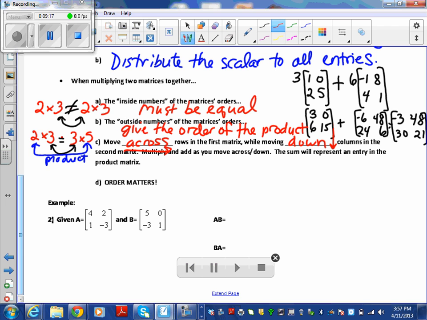So we're going to try this out here. A little bit tricky at first. Don't forget, you can check your answers with your calculator. Don't forget that part.